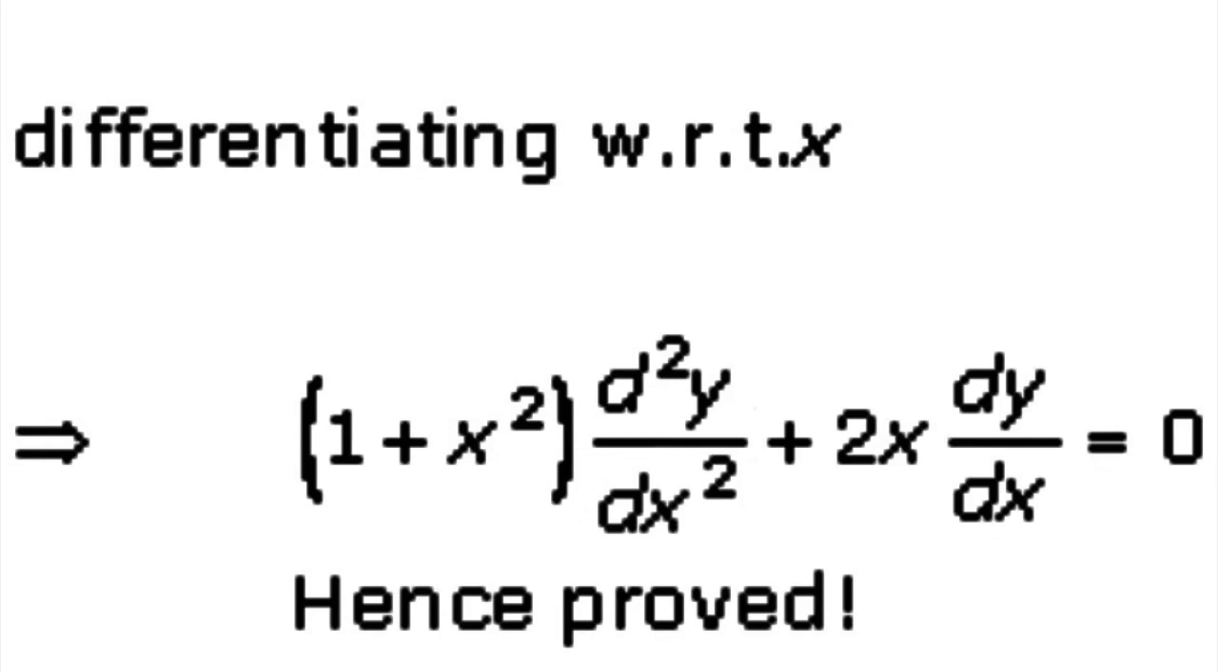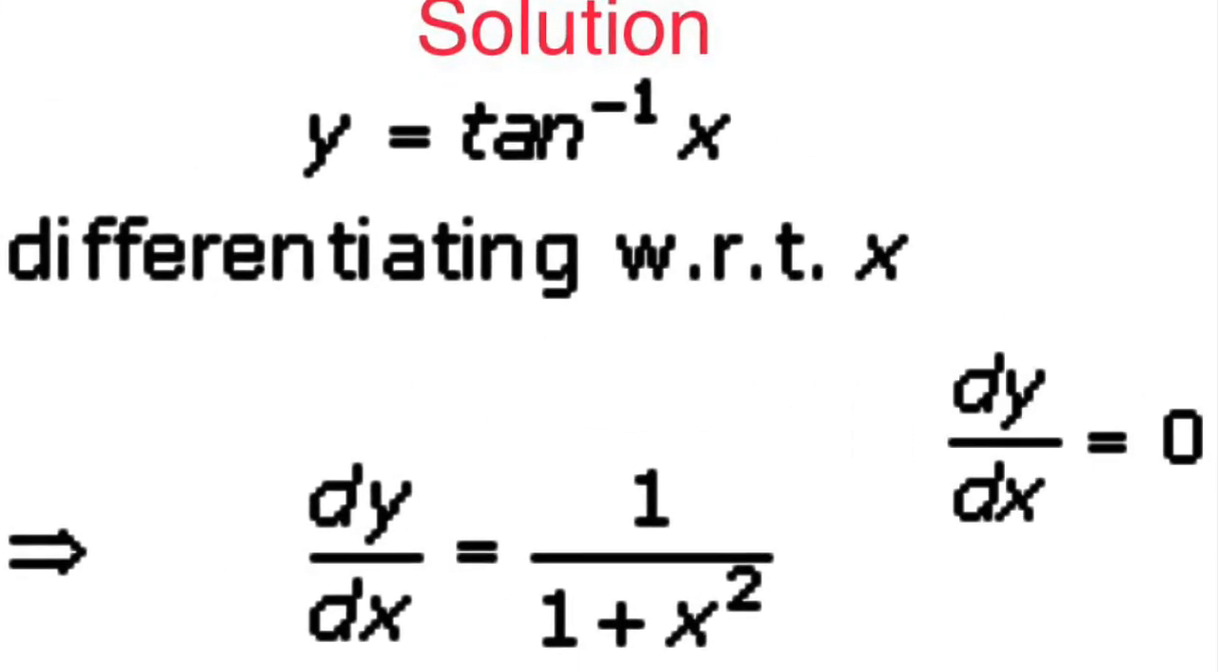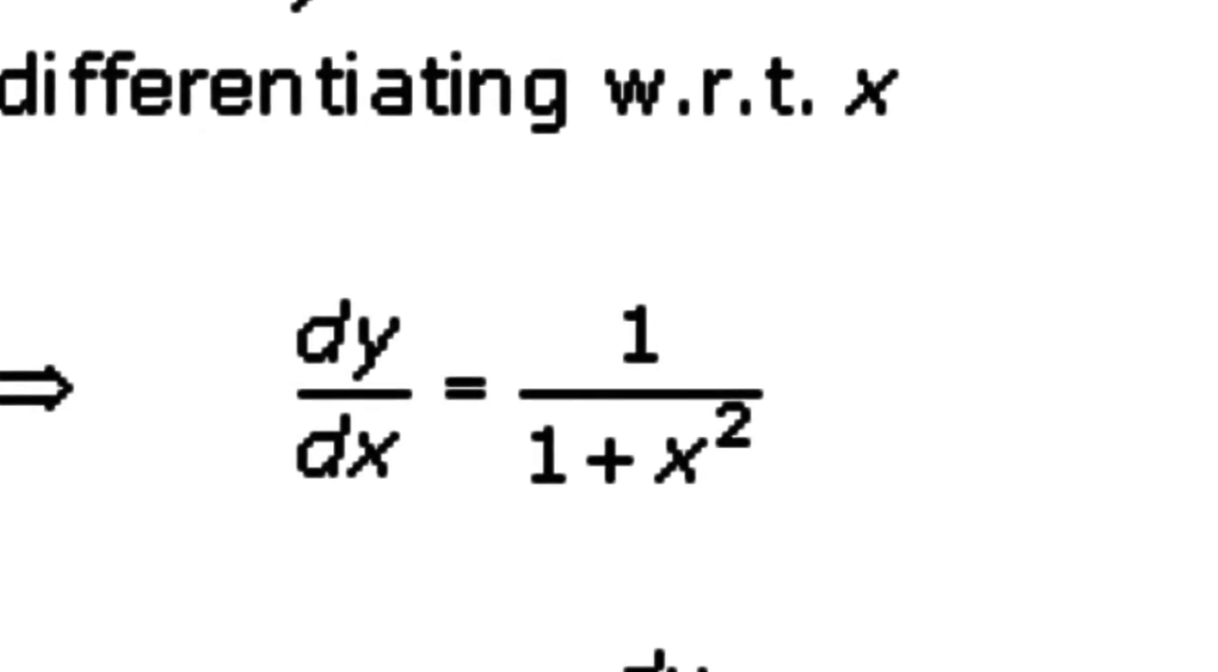That will be d square y upon dx square plus dy upon dx into the derivative of 1 plus x square. So the derivative of 1 will be 0 and the derivative of x square will be 2x, equals to derivative of 1, which is constant, and that is why it will be 0. So students, this is your required answer. Take a look at this solution once again.